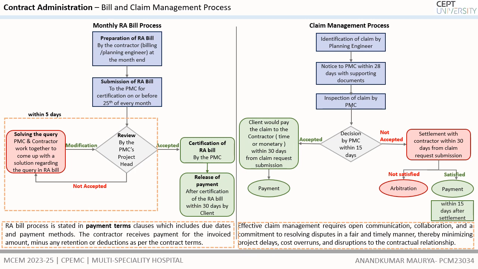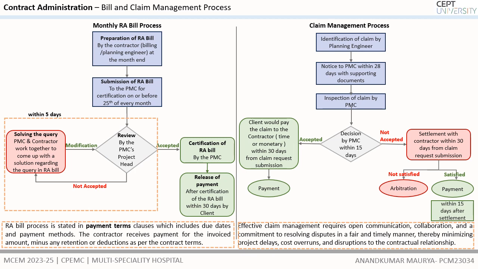If it is satisfactory to the contractor, the payment would be done 15 days after the settlement. And if the contractor is again not satisfied, the contractor can go for the dispute resolution process as per arbitration, reconciliation, or the law court. Effective claim management requires open communication, collaboration, and a commitment to resolving disputes in a fair and timely manner, thereby minimizing project delays, cost overruns, and disruption to the contractual relationship.